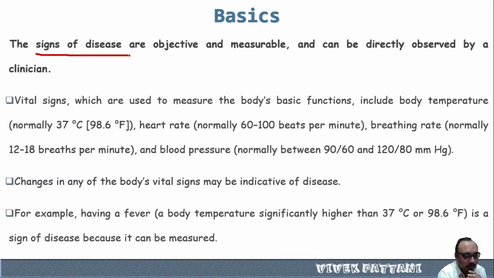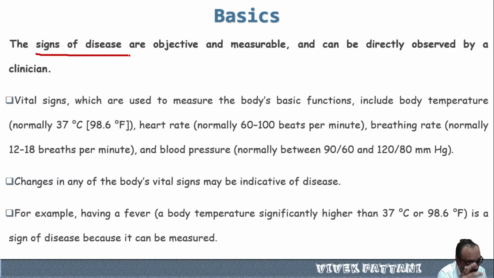Heart rate, which beats normally between 60 to 100 beats per minute, and normal breathing rate is around 12 to 18 breaths per minute, and the blood pressure, which is normally around 90/60 to 120/80 mmHg, millimeters of mercury. And changes in any of the body's vital signs may be indicative of a disease.